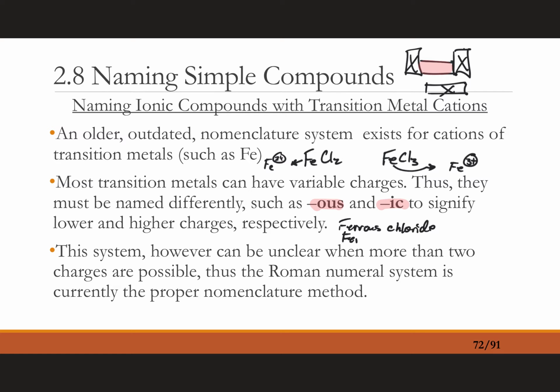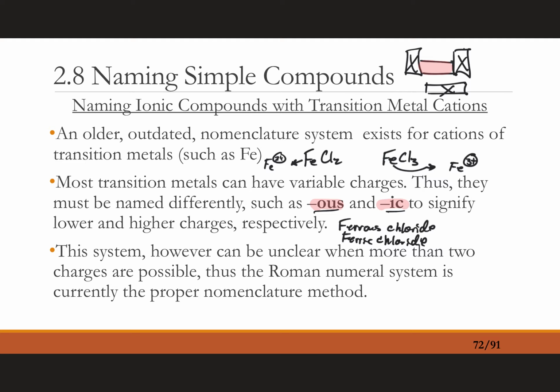and ferric chloride. The problem with this naming system is that the -OUS and the -IC do indicate the lower oxidation states or charges to the higher, but it's not always a 2 and a 3. It could be a 1 and a 2, a 1 and a 3. And then some other elements like manganese have more than 2 oxidation states or charges, and this naming system became obsolete as a result of those types of situations.